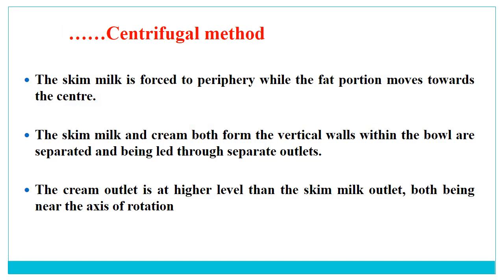In continuation about the centrifugal method of cream separation, as I have mentioned, the skim milk is forced towards the periphery because of its higher specific gravity, while the fat portion or cream is towards the center. So they get separated due to the centrifugal force. The skim milk and cream, both from the vertical walls within the bowl, are separated and led through separate outlets at the top. Now the cream outlet is at a higher level than the skim milk outlet, both being near the axis of rotation.